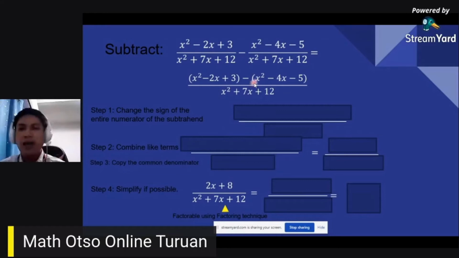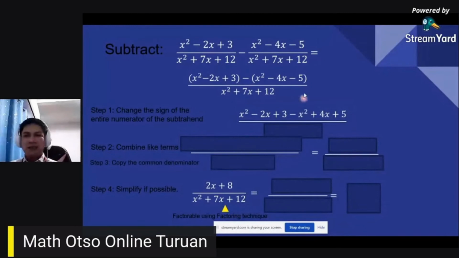So, which one is our second numerator? Of course, this one: x squared minus 4x minus 5. So what do we do there? We change the sign of all the terms. This means that if this x squared is positive, you make it negative. If this 4x is negative, you make it positive. And finally, if 5 is negative, you are going to change it to positive.